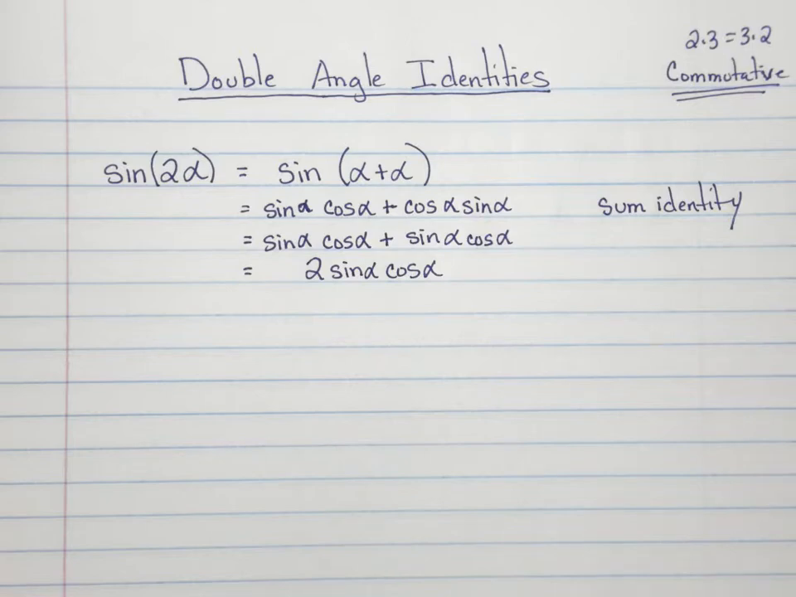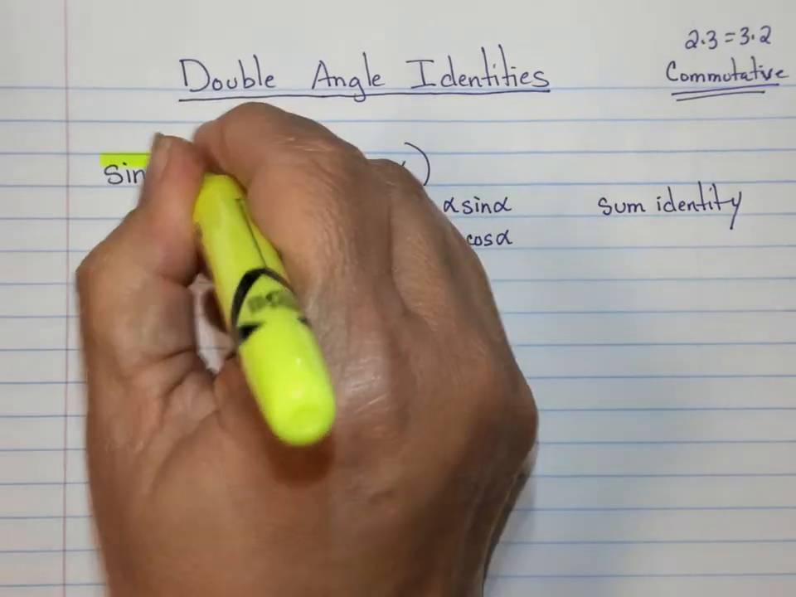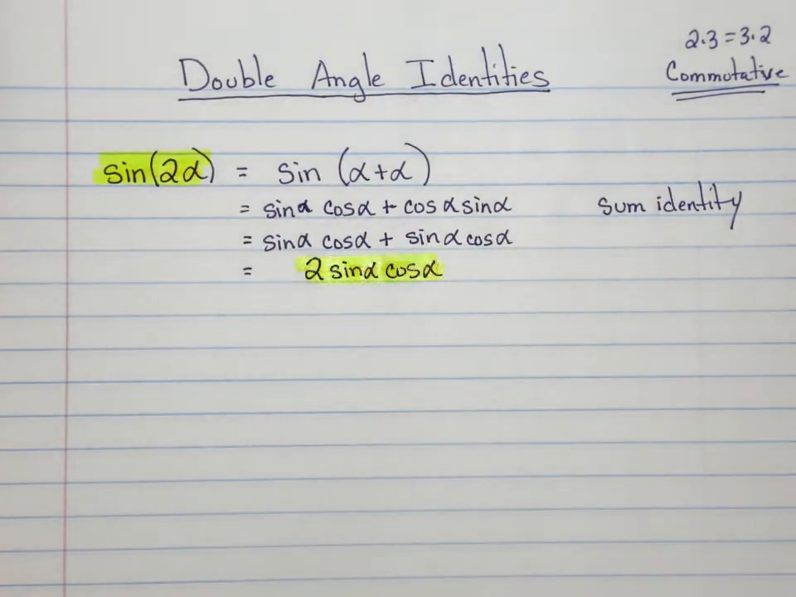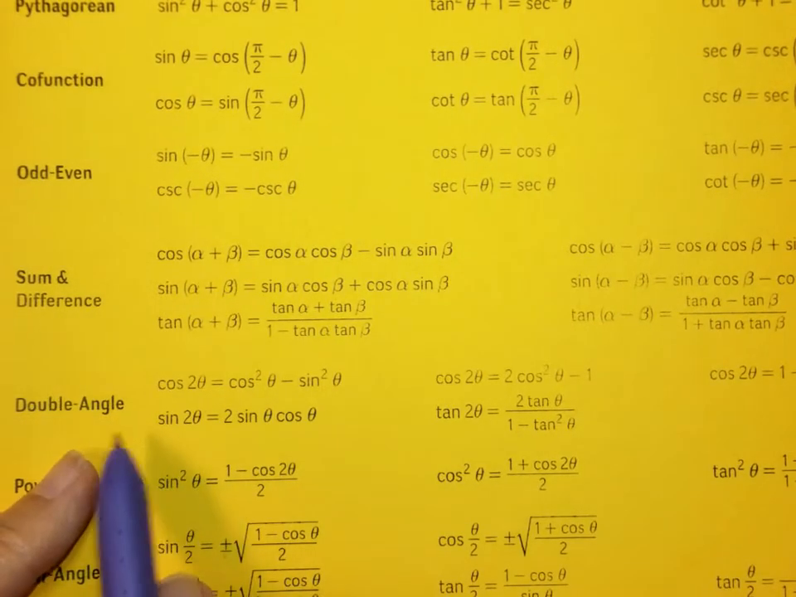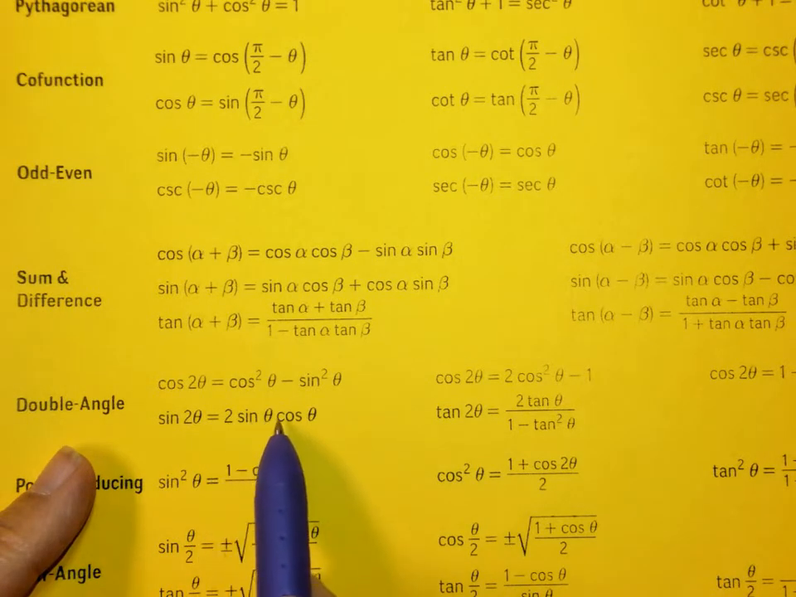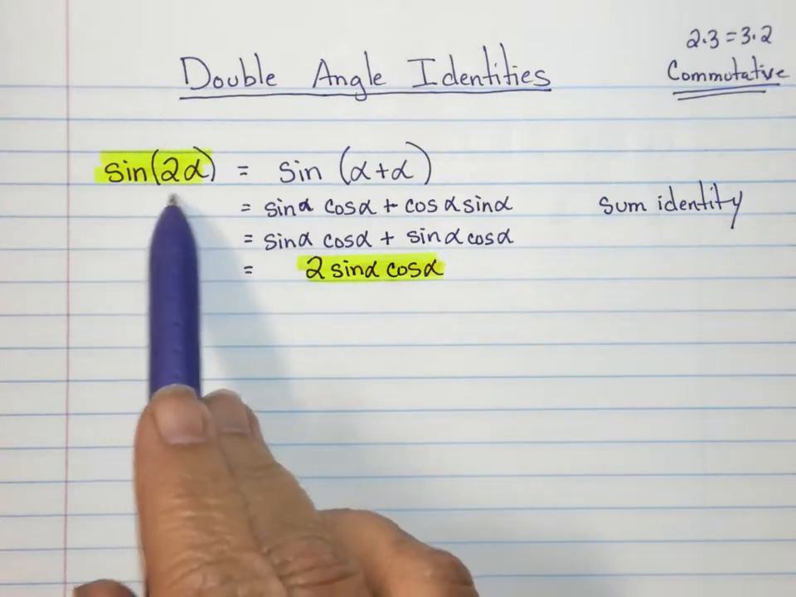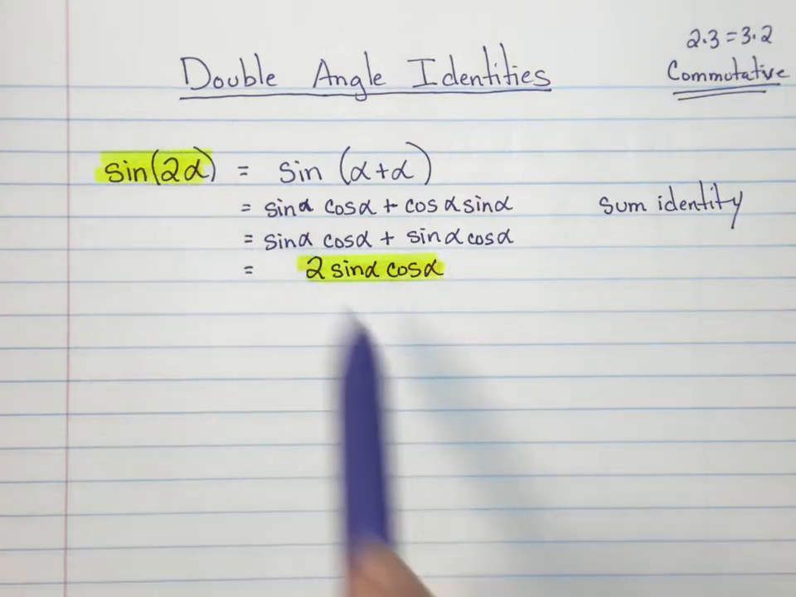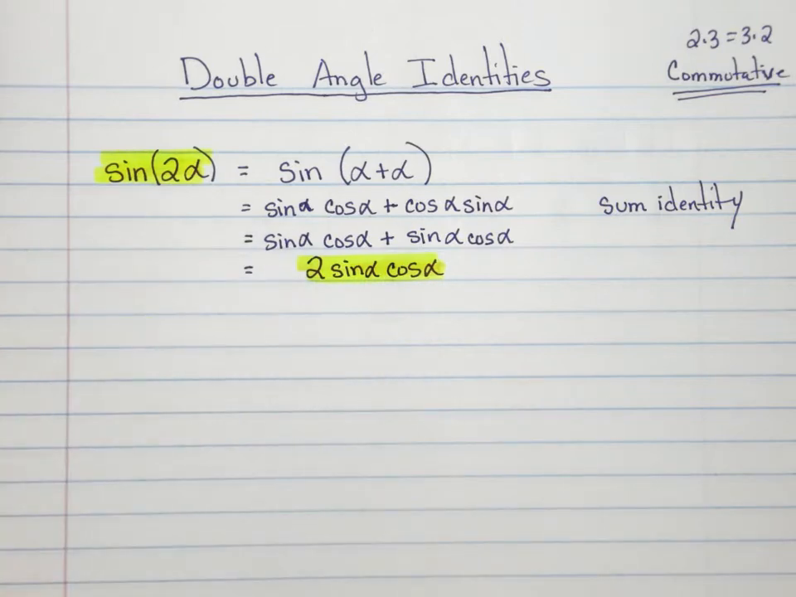So I'm going to take my highlighter here. This is my double angle identity for sine. So if I look on my formula chart, double angle, sine 2 theta equals 2 sine theta cosine theta. That's what I got right here. Sine 2 alpha equals 2 sine alpha cosine alpha. So that's my double angle for sine.